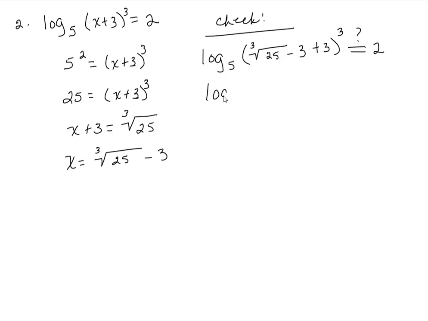Well, what I have in these parentheses here with the minus 3 plus 3 is going to cancel. So I have the cube root of 25, and that is cubed. I'm checking to see if that equals 2. Cube root and cubes are inverses of each other, so they cancel out, and that just gives me 25. 5 squared is 25, so that works.